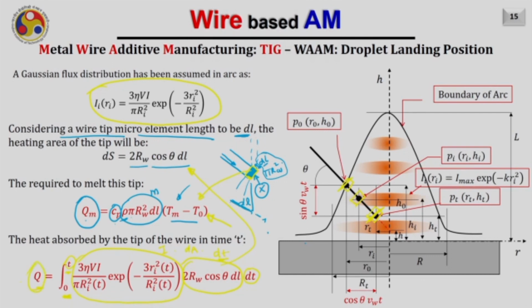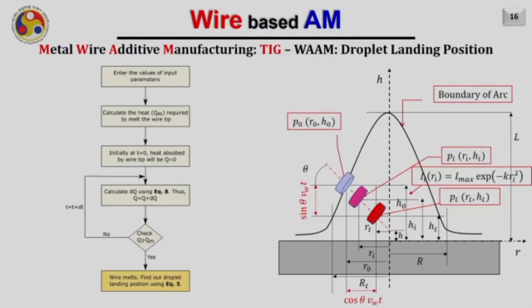Now if you want to know whether it will get melted or not at this location or after time t, these two energies should be equal. The energy required by the wire tip to get melted, that is Qm, should be equal to the energy absorbed by the small element when it is traveling inside the arc, and that is given by Q. So in that case, you have to write a program, maybe in MATLAB or another language, so that you can simulate it and get your final result.